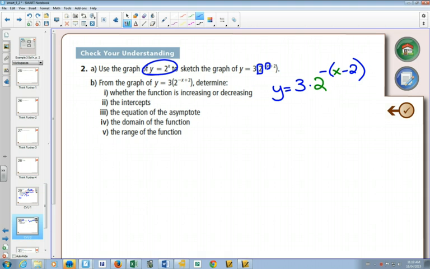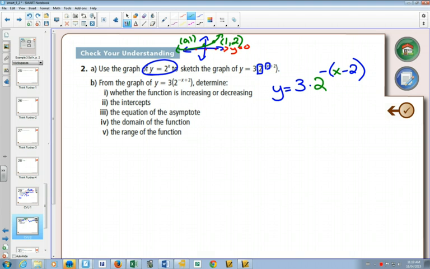We're going to think of our 2 to the x graph. We'll quickly draw a sketch of it here. We know it has an asymptote at y equals 0. It swoops up like this and has the points 0, 1 and 1, 2. So there's our original graph.